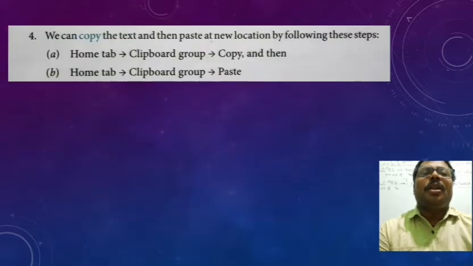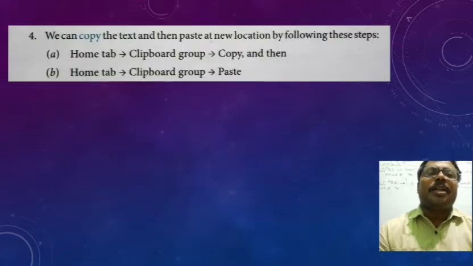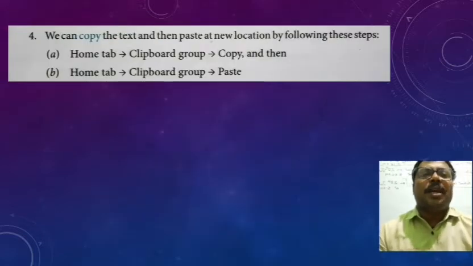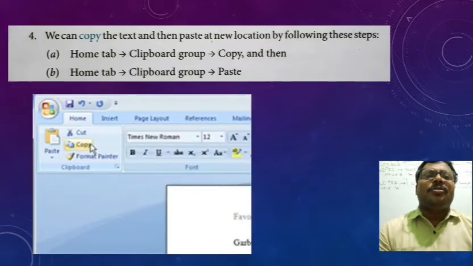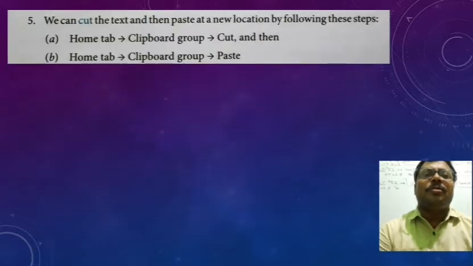Okay, now we move to the fourth item, how to copy and paste. We are familiar that in the clipboard area, the copy option is there. After writing the text, you will select the text before copying, then click on copy, and choose the paste option to do that.